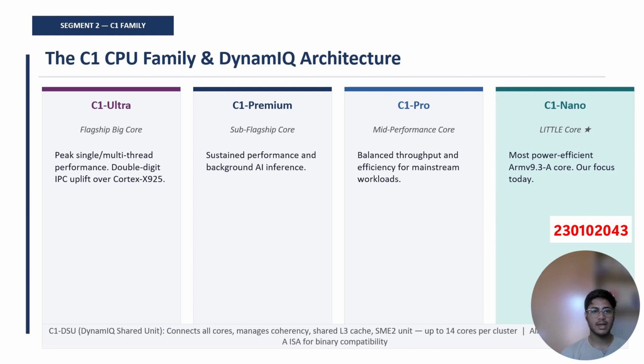What connects all of these is the C1 DSU, the DynamIQ Shared Unit. It manages coherency, shared L3 cache, and the SME2 unit, with up to 14 cores per cluster, and all these four tiers share the same ARMv9.3-A ISA for binary compatibility.